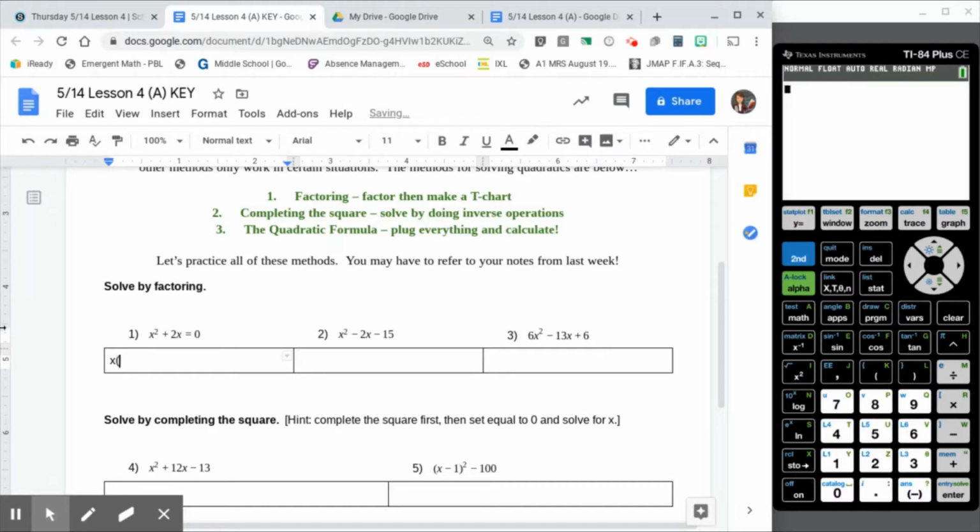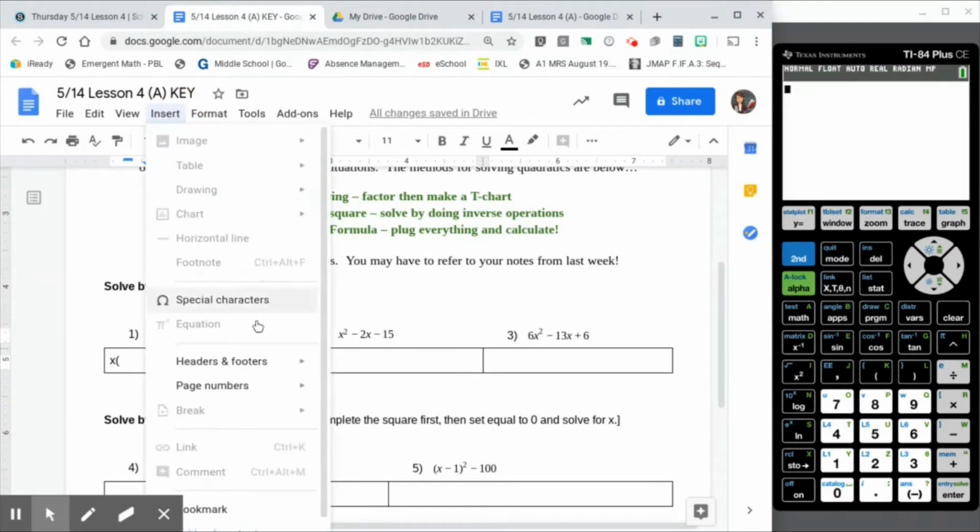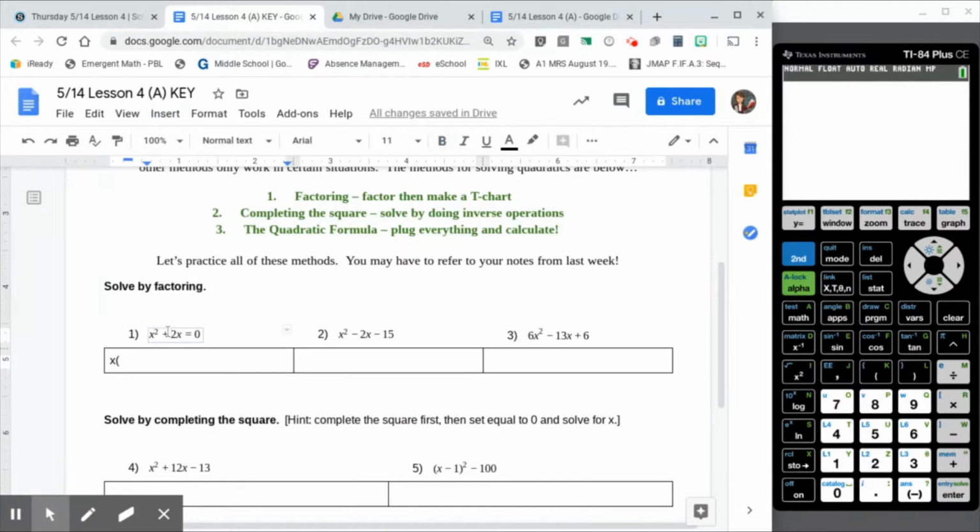Now, as I was showing a lot of you over Zoom last week, when we take out a GCF, remember we're dividing each piece. So let me just show you exactly what I mean. Okay, we already know we have the equation. I want to edit the equation.